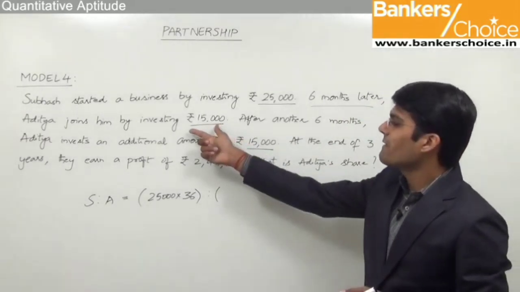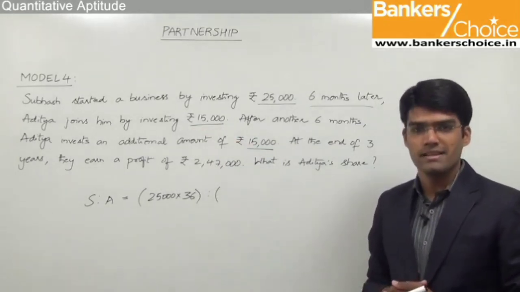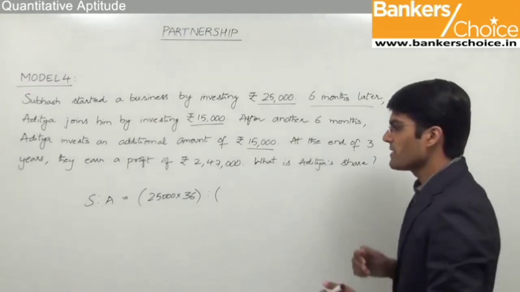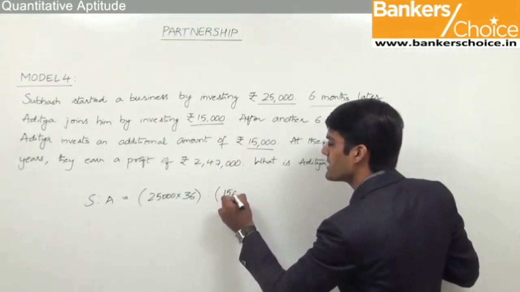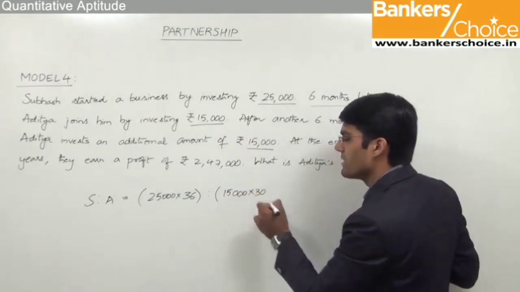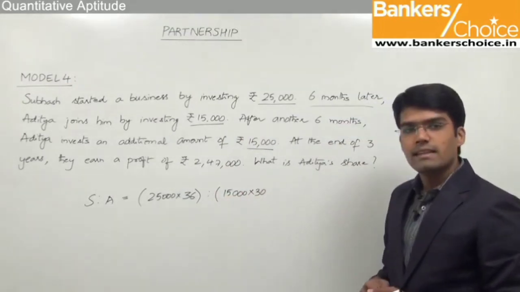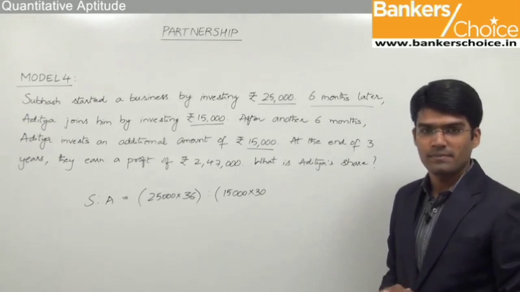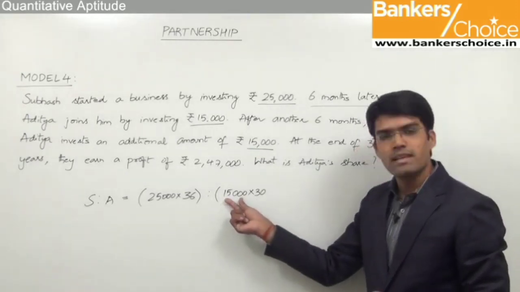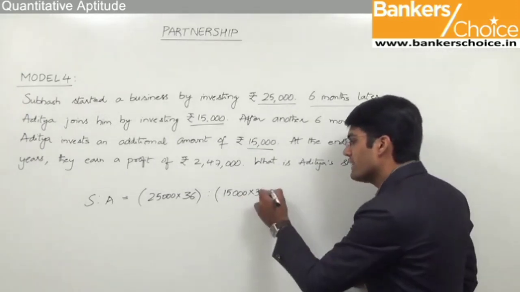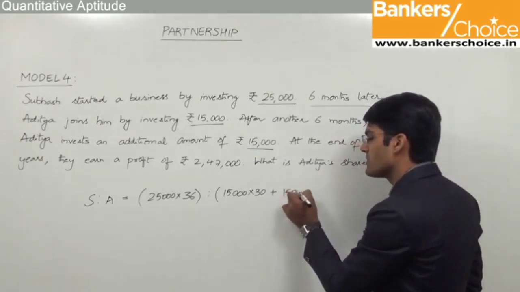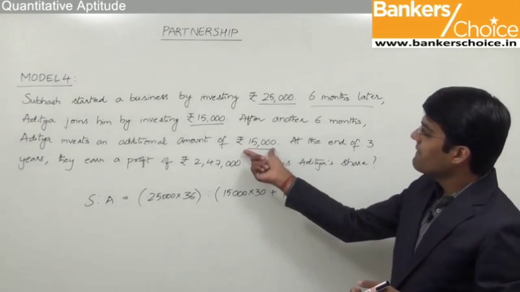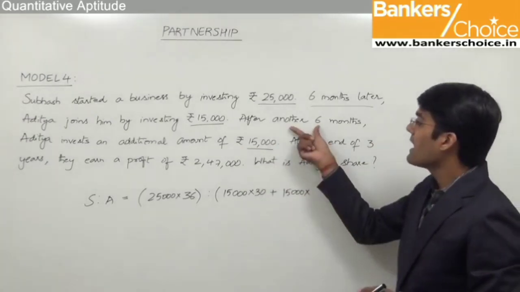So this investment of 15,000 was there in the business for the remaining 30 months, as he was not present for the first 6 months. So we can say that 15,000 was the investment of Aditya for 30 months. But apart from this, Aditya has also invested an additional amount of 15,000 after another 6 months. That means this investment of 15,000 was present for 30 months, plus there was an additional investment of 15,000 which was present only for 24 months, because this second 15,000 was invested after another 6 months.